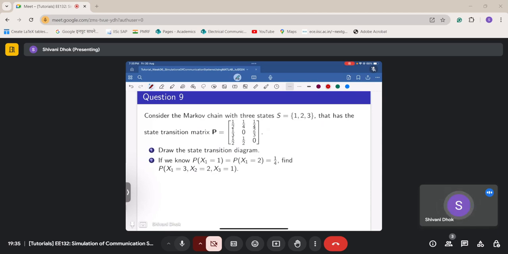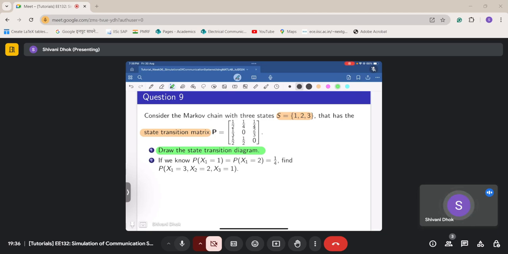So this is the second last question that I have planned to cover today. So it says that consider the Markov chain with three states, 1, 2, and 3, that has the state transition matrix or probability transition matrix as P, which is given here. So this is the state transition matrix given to us. These are the three states that we have. And first thing that we need to do is draw the state transition diagram for this. And then there is another question that we need to solve. But let's start with drawing the state transition diagram.